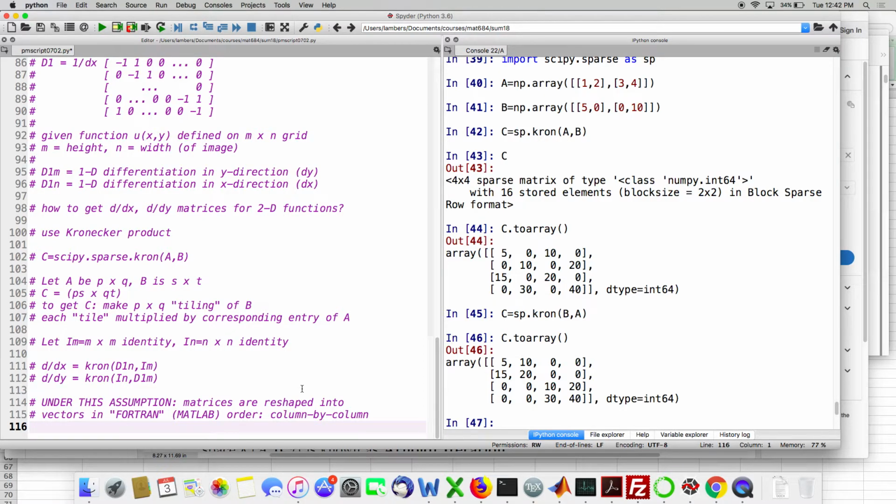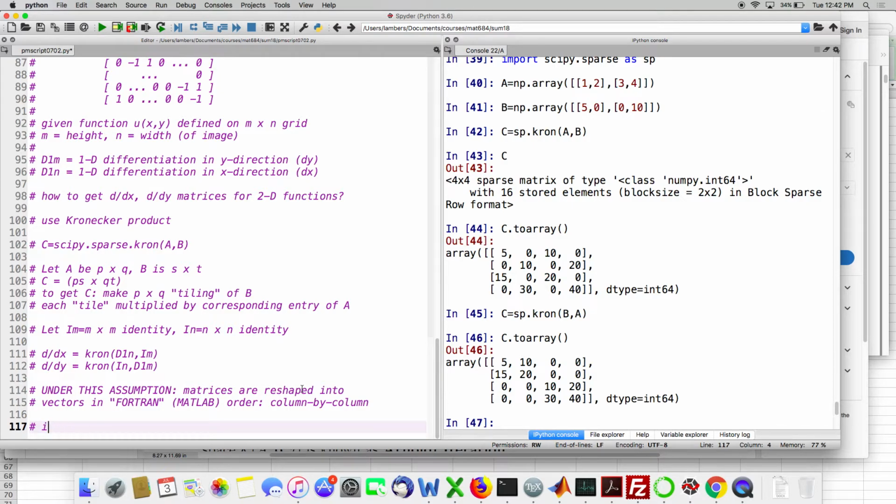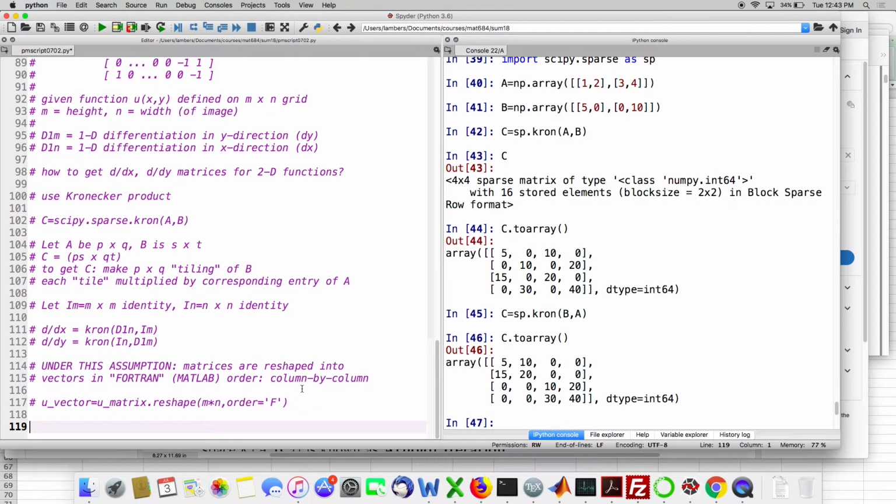Now the way this works is how you do a reshape in Python. You let U vector equal U matrix reshape, and the length of the vector is width times height, so it's M times N. And then the order is F for Fortran. But the default ordering is the C convention.